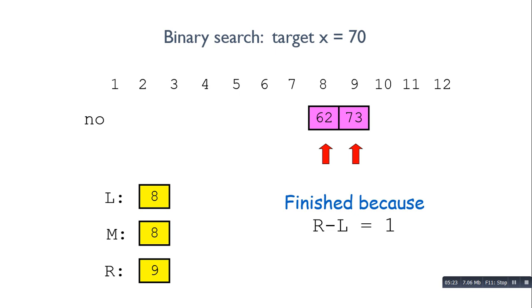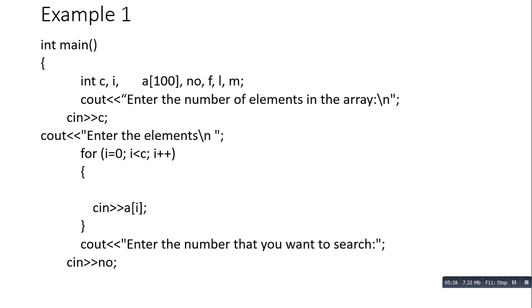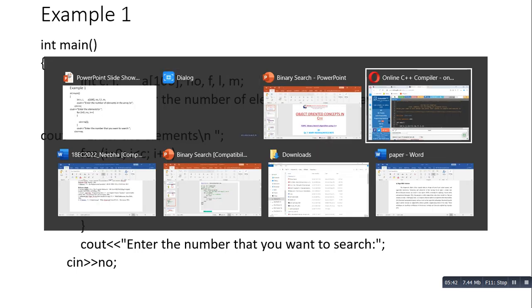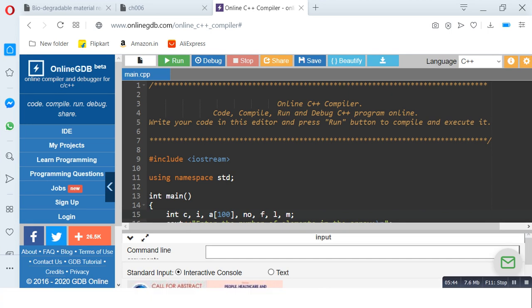So this is the algorithm of binary search, that is repeatedly halving the list into 2 to find out where the number is present. It takes log n comparisons. I'll show a simple C++ example. It is easier and more convenient to see with the compiler, so I'll just take the compiler.